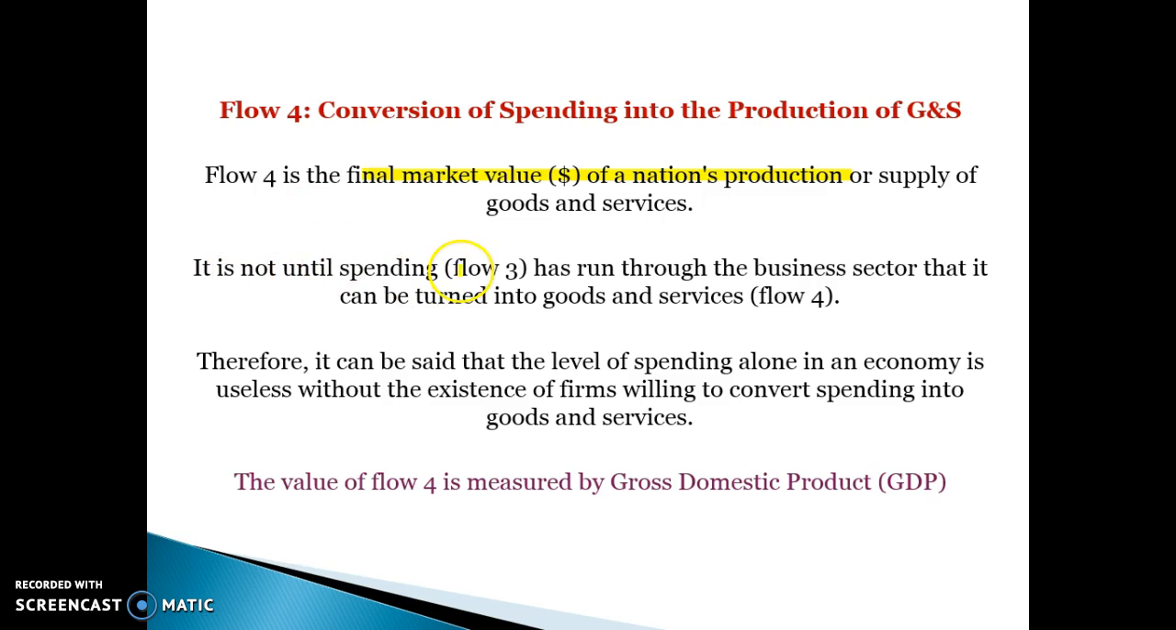It is not until spending, or flow 3, has run through the business sector that it can be turned into goods and services. Okay, without that demand, we're not going to produce goods and services. Therefore, it can be said that the level of spending alone in an economy is useless without the existence of firms willing to convert spending into goods and services. Which makes sense. There's no point in having demand if we can't produce it. The value of flow 4 is measured by gross domestic product.